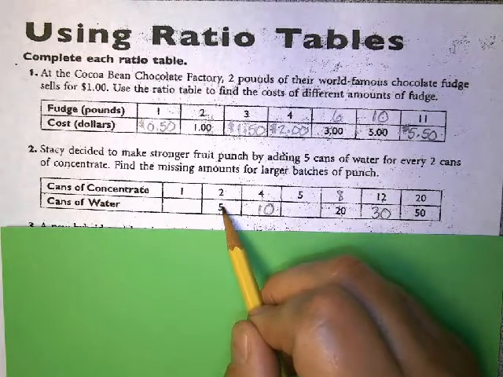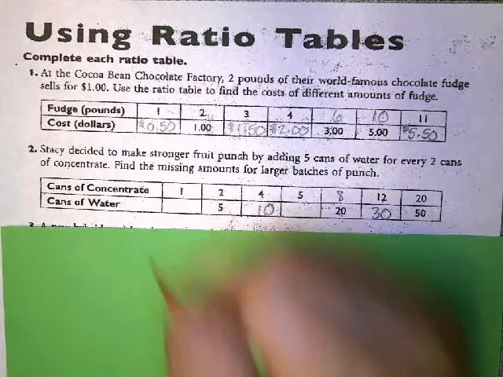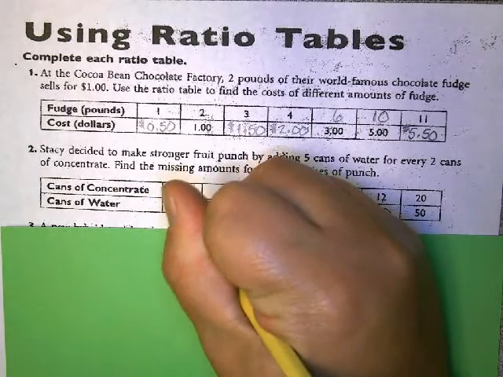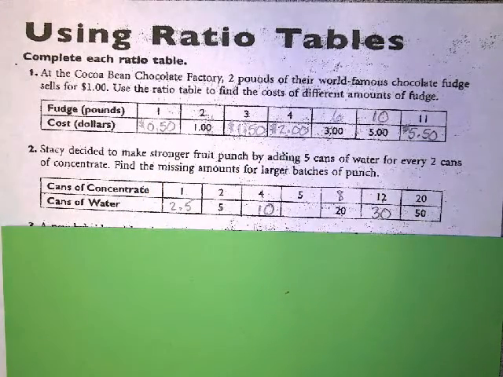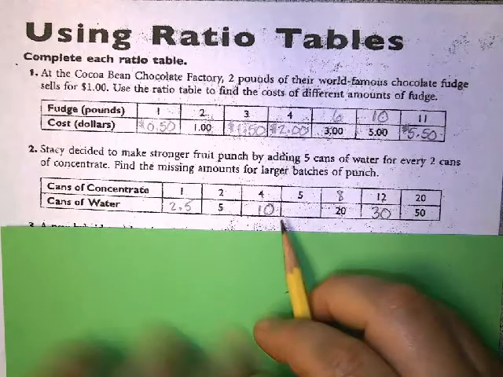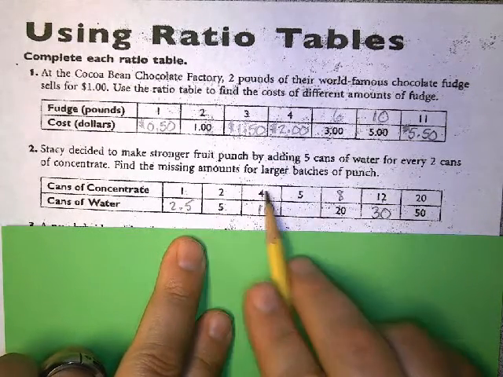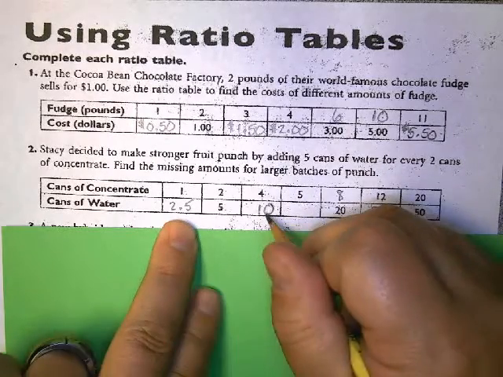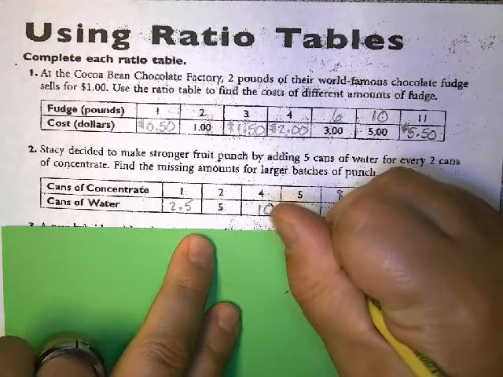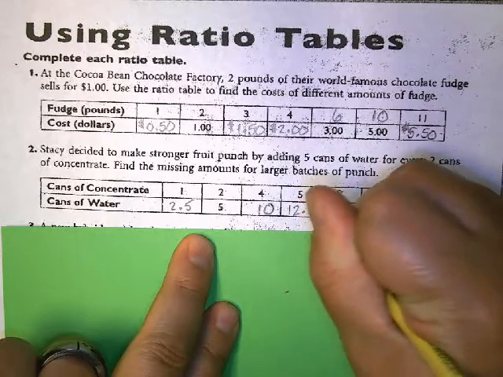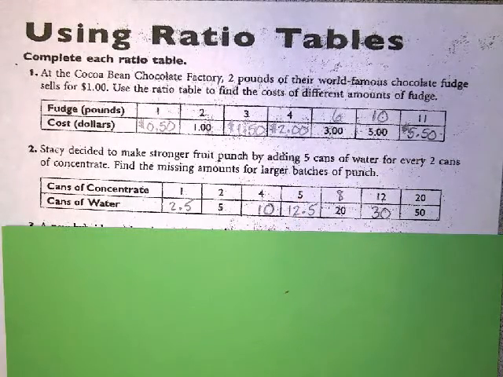Well, if I know 2 gives 2 gallons of concentrate for 5 water, well, 1 is going to just be half of that. That's going to be 2.5. Well, for 5, I'm looking at, I see 1 and 4. I can add that and get 5. So that means I'm going to add the 2.5 and the 10, and it's going to be 12.5.